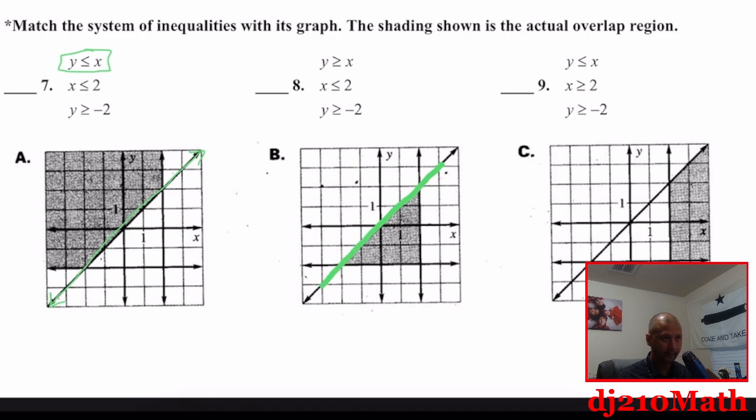B, the diagonal line, we shade below it. Okay, so it could be this one. And C, the diagonal line, we shade below it. Okay, so it could be B or C. Let's keep going.